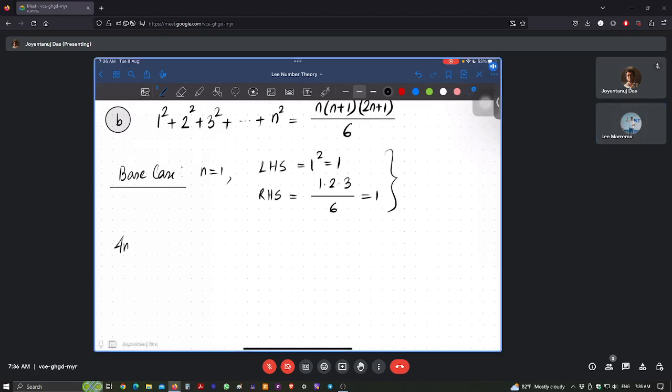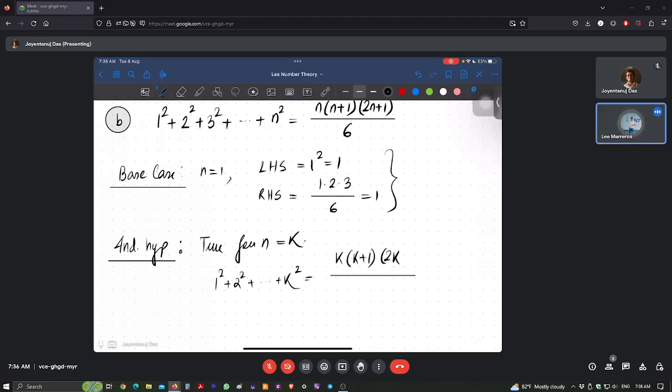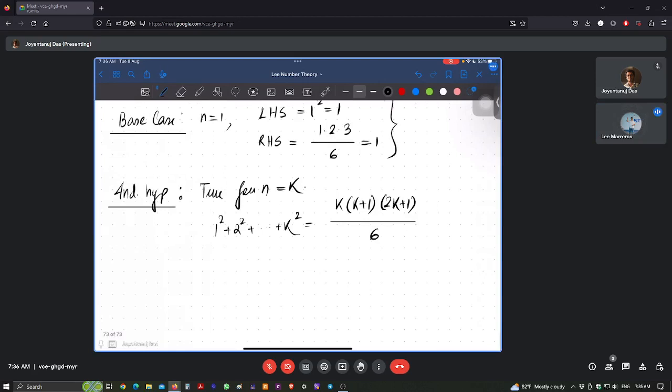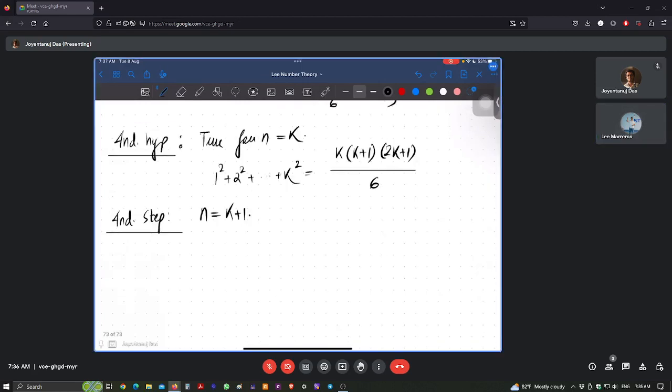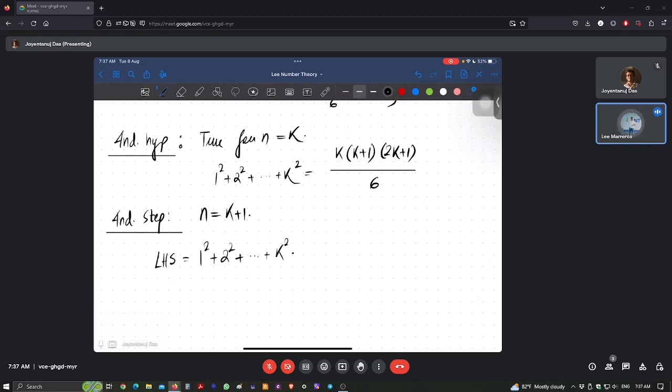Then the inductive hypothesis. It is true for n equals k, that is, 1 square plus 2 square up to k square equals k into k plus 1 into 2k plus 1 by 6. Now we prove it for n equals k plus 1. How to do it? 1 square plus 2 square plus up to k square plus k plus 1 square.